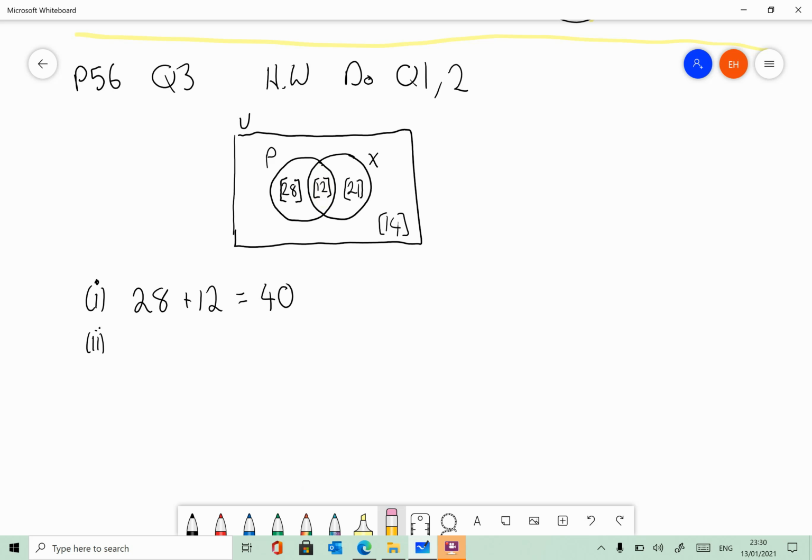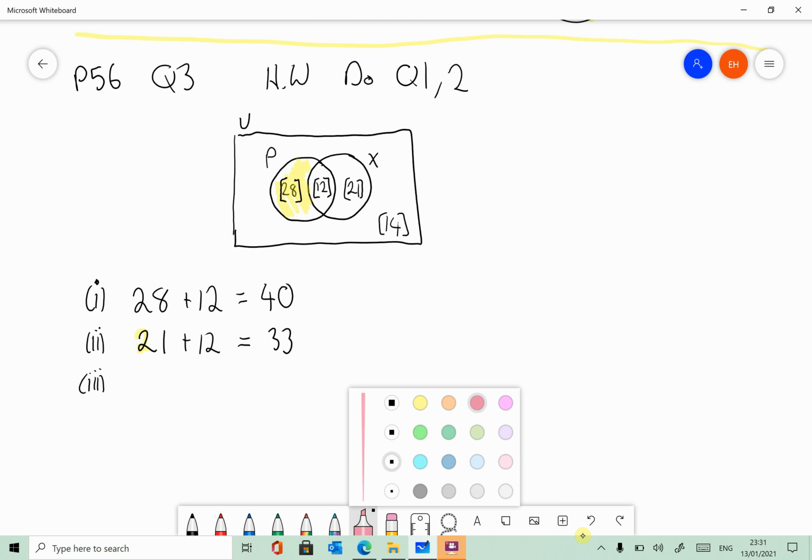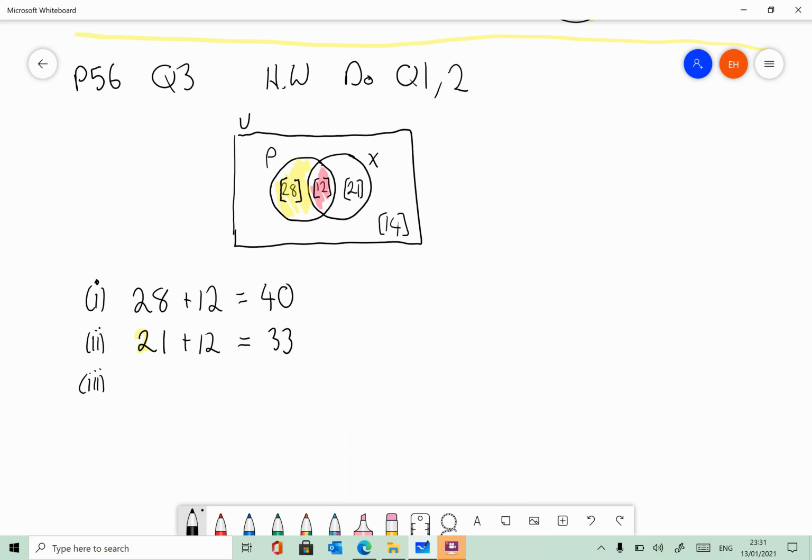Okay, so let's take a look at part 2 then. How many teenagers use an Xbox? Well, it's these guys and it's these guys. So it's 21 plus 12, which is equal to 33. And then part 3. How many teenagers use PlayStation only? So only means we can only have these guys here, because these 12 people, the 12 people whom I will shade in red, they use both. So they don't use a PlayStation only. So uses a PlayStation only is 28.